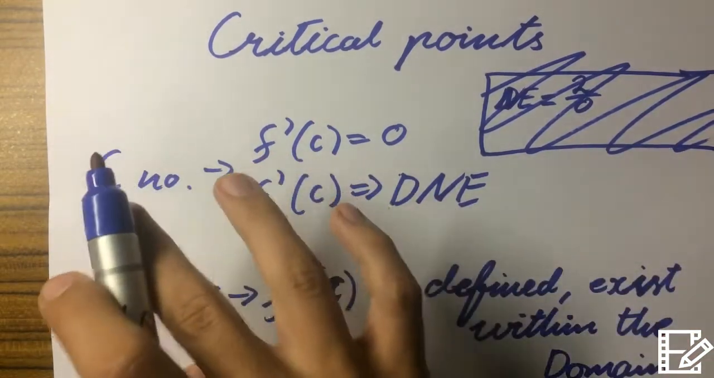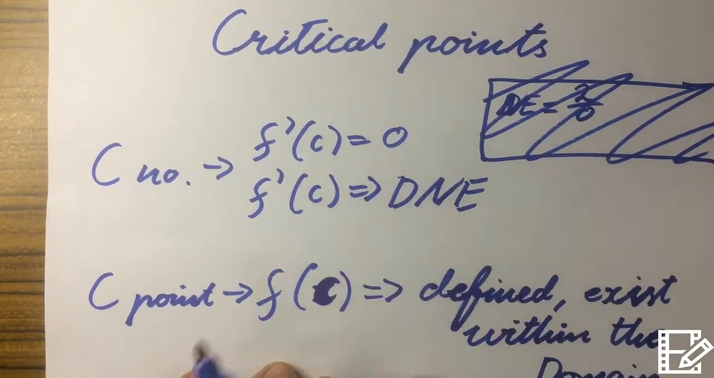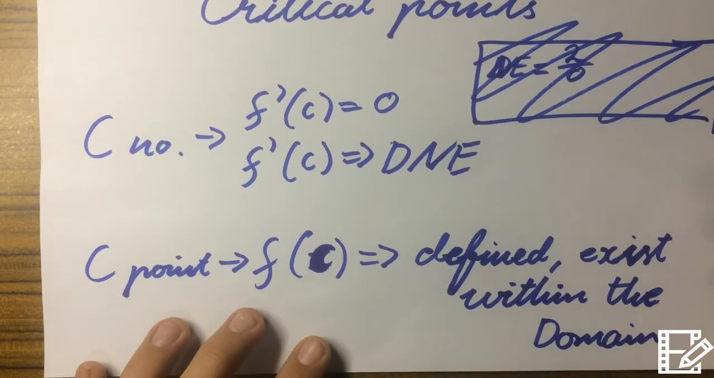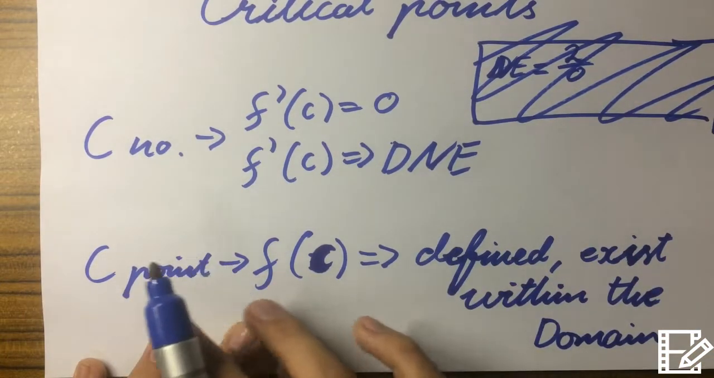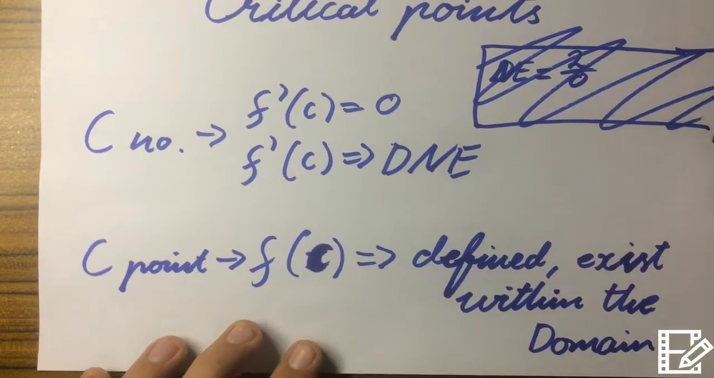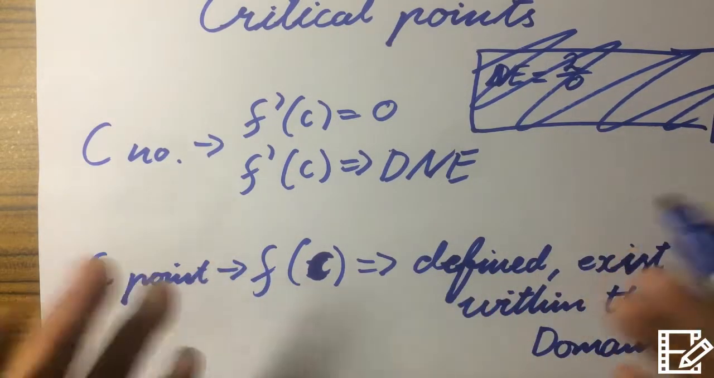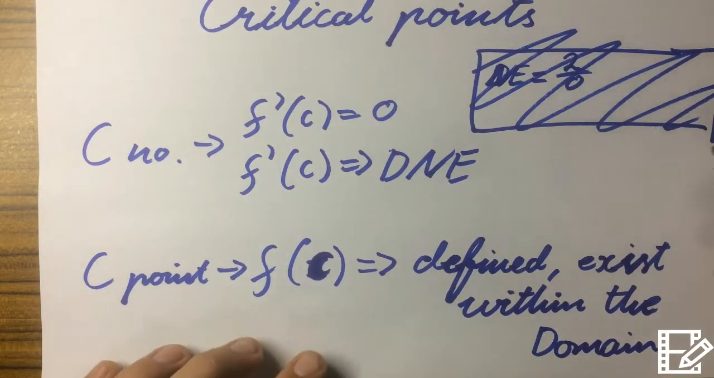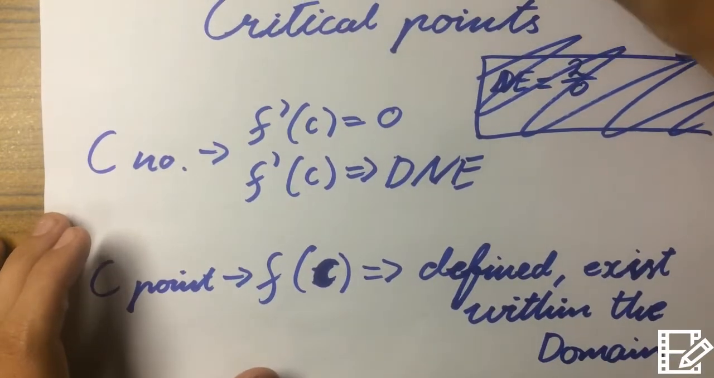Now this is derivative equals 0, and derivative does not exist, or undefined. And basically when you've got the critical number and sub it back into the function, you find out if it's defined, so if it exists within the domain of the function. If the answer comes out not defined, then it's not a critical point. It's a critical number, but it's not a critical point. But if it does come out defined, it is a critical point.